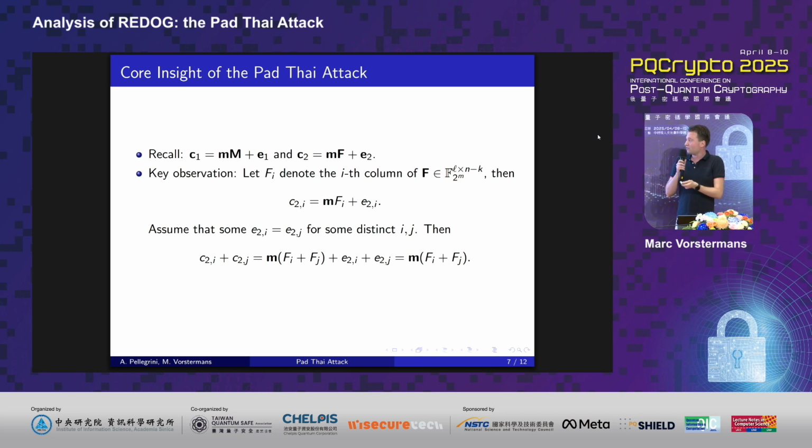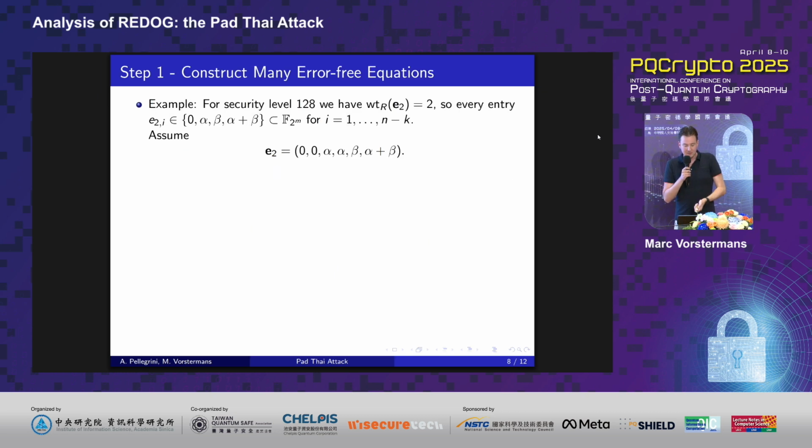Now the idea is that we have the publicly known ciphertext components, and we know the columns of F, which is a publicly known matrix, so we can construct an equation that is error-free and that solves for M. And this is what we are going to do in the attack.